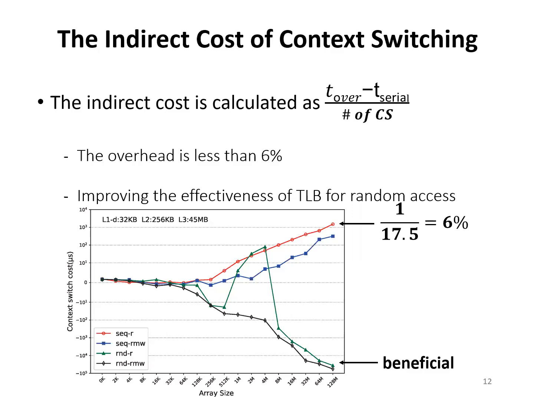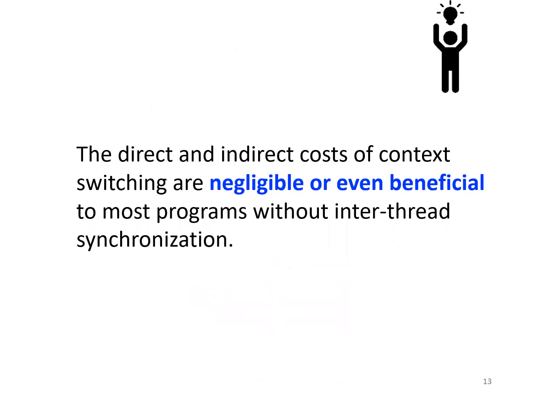Realistic workloads are a combination of sequential and random access, and the results suggest that thread oversubscription should benefit caching performance in most cases, with a worst case performance penalty of 6%. To summarize, the direct and indirect costs of context switching are negligible or even beneficial.